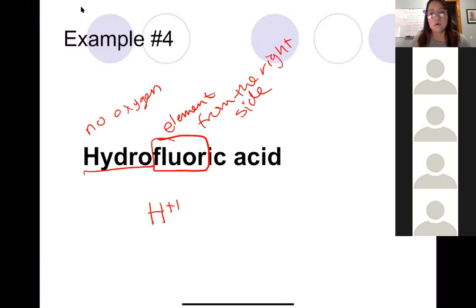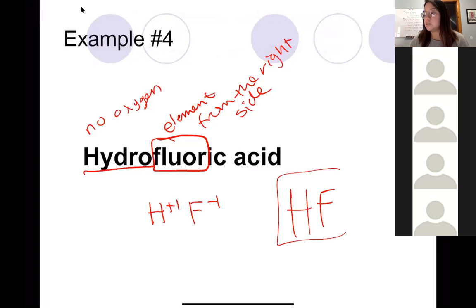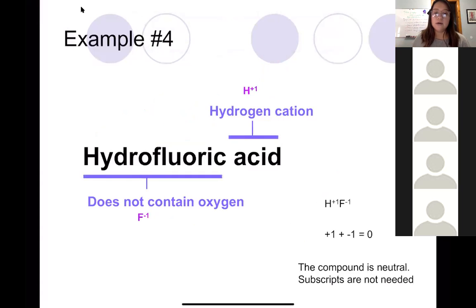So what element has the beginning of fluor? Fluoride, yep, it is fluoride. And what is the symbol of fluoride? F. And what is the charge? -1. Thank you. So the charges are the same here, which means this is just HF. And that's it. There's not much to it. The charges balance themselves out. You don't have to do much.